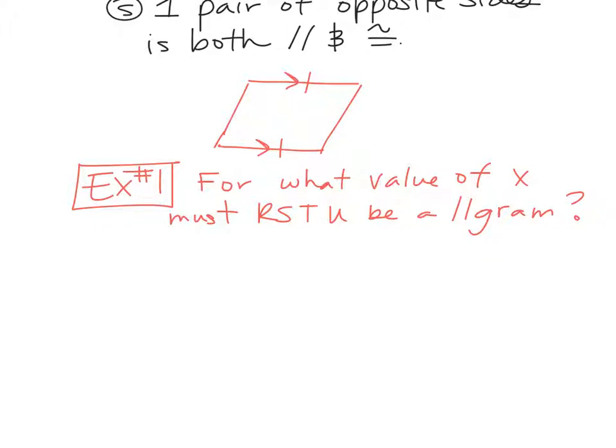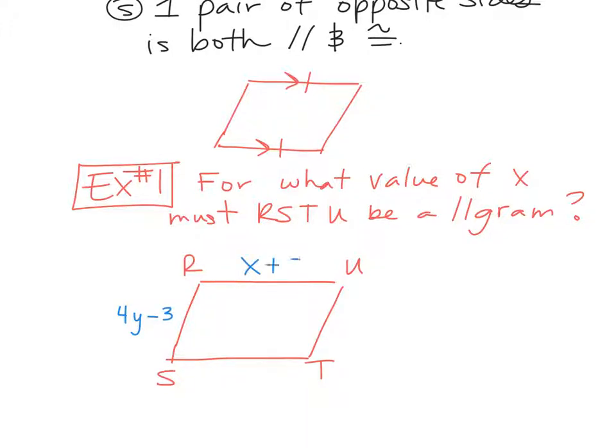Okay, and then they'll give you a picture, something like this, where this is R, U, T, and S. This side is 4y minus 3. RU is x plus 8. UT is 2y plus 5. And this is 5y. Okay, so the question is, for what value of x must this be a parallelogram?